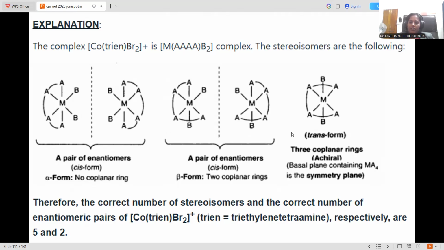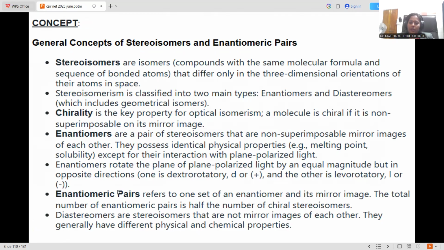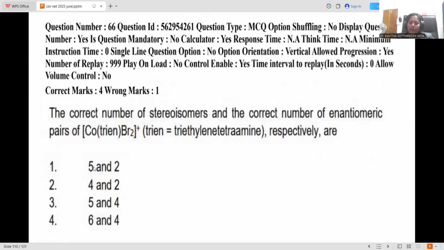If stereoisomers are taken into consideration, 1, 2, 3, 4, 5, all 5 are called stereoisomers only, right? So 5 are the stereoisomers, 2 are the enantiomeric pairs, right? So that is provided in option number 1, 5 and 2. The correct number of stereoisomers is 5. The correct number of enantiomeric pairs is 2. That is given in option number 1. For question number 66, option number 1 will be the correct answer.